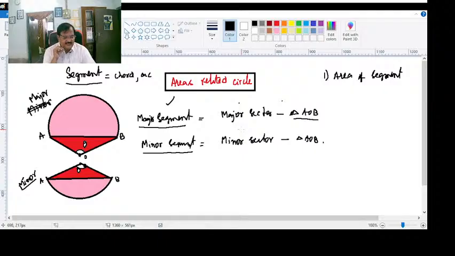Is it a CBSE school or a state board school? Saloni, I hope you are listening to me. CBSE school.